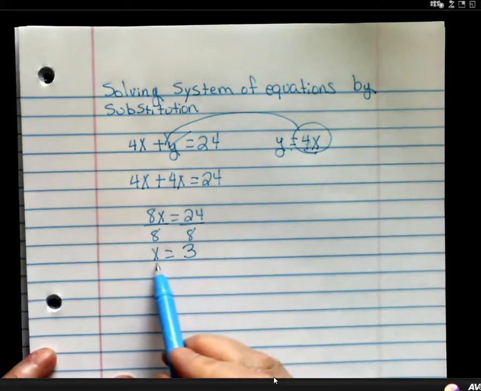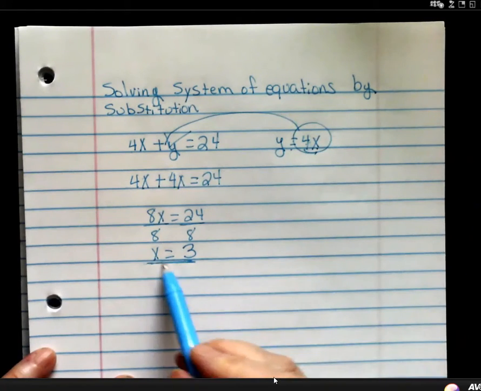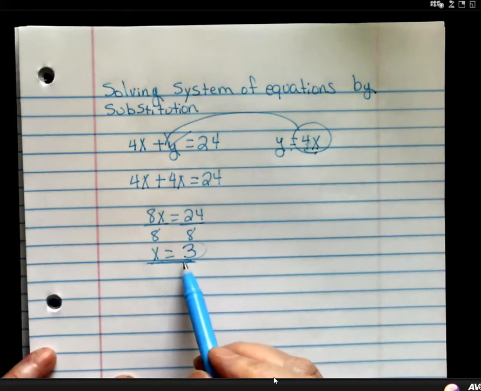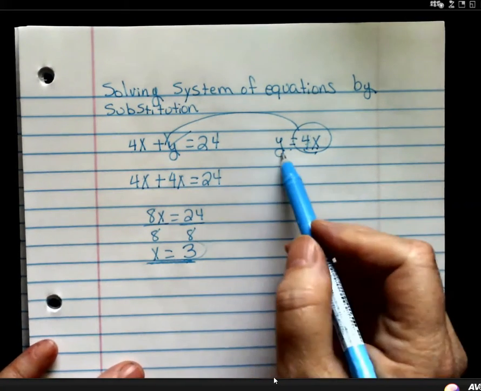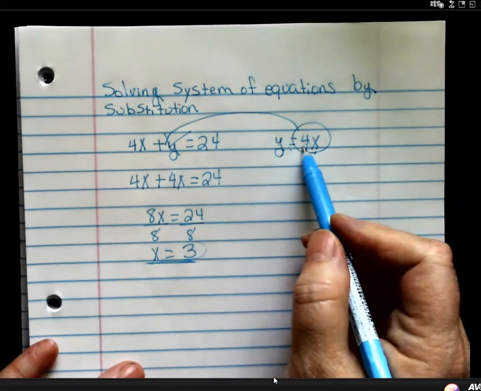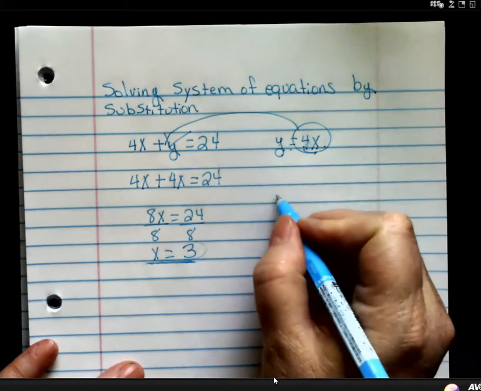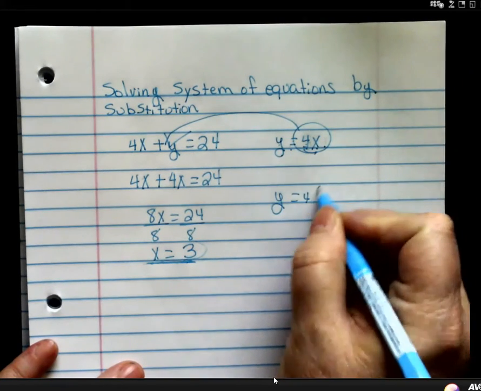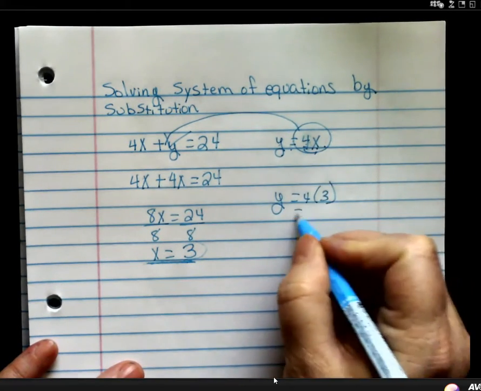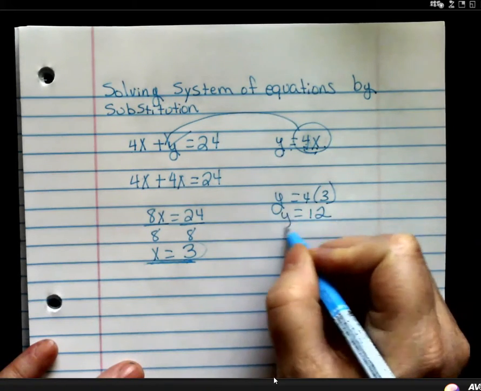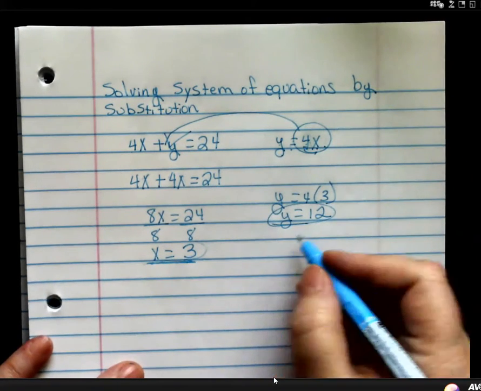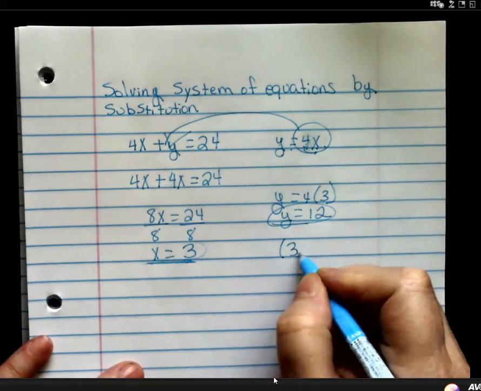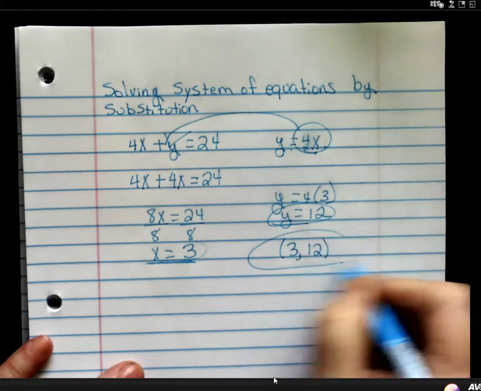Now, I have one part of my answer. I have the x. Now I need to find the y. Here it tells me y is whatever 4x is. So I know that y is equal to 4 times 3, which is 12. So I have my y. Now remember, you want to write it as an ordered pair. So your answer is (3, 12).